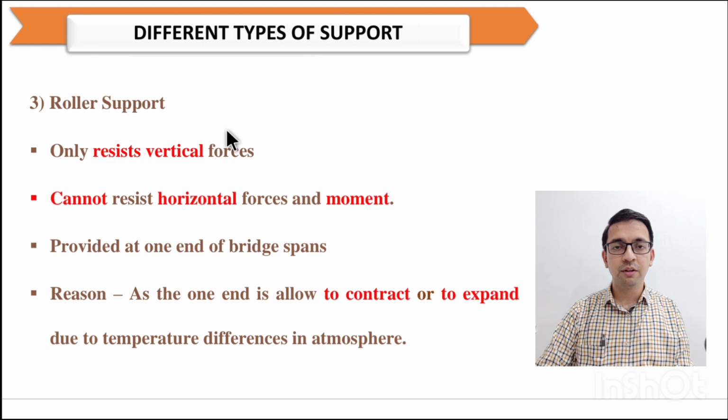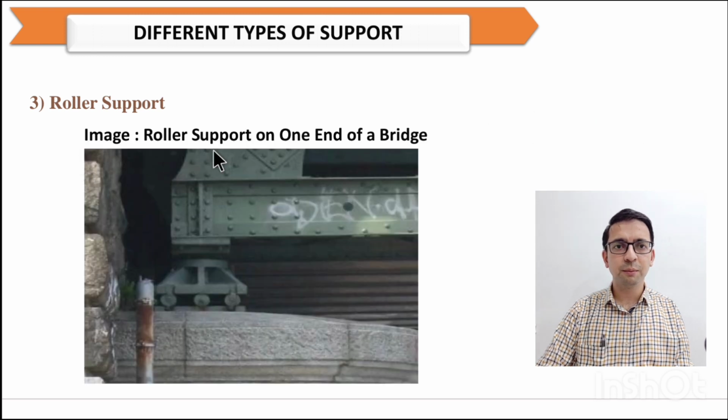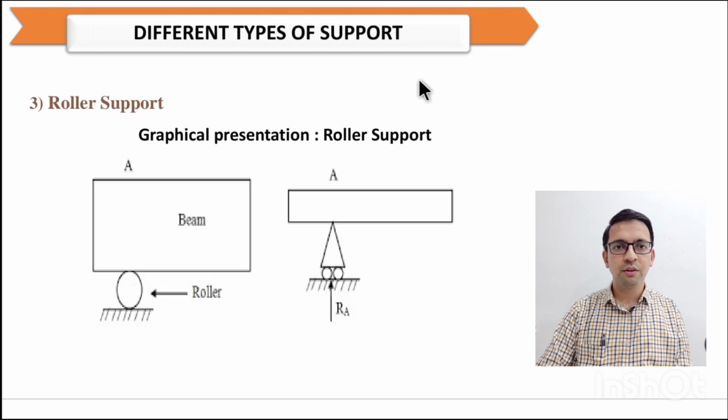Third one, roller support, only resists vertical forces, cannot resist horizontal forces as well as moment. It is provided at one end of a bridge span, because as we know, due to temperature change concrete may contract or expand. So it will allow the movement of the bridge deck and reduce the stresses generated in bridge decks. So the image of roller support on the end of a bridge, here we can see roller support. Graphical presentation of roller support, in which we can see it will only restrain vertical movement. It will allow horizontal movement as well as rotation about a support.